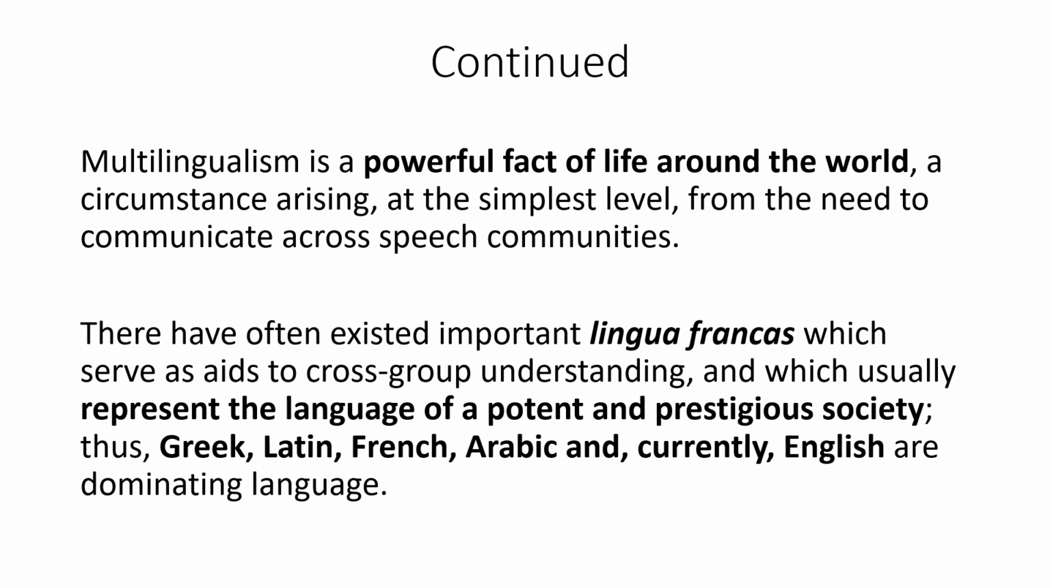There have often existed important lingua francas which serve as aids to cross-group understanding and which usually represent the language of an influential or prestigious society. For example, these are the languages: Greek, Latin, French, Arabic, and currently English are dominating languages. Although now we can estimate that English is the most widely spoken or dominant language as compared to other languages. Arabic is also a widely spoken language, but in a specific or limited context. Although there was a time when Greek, Latin, and French were very influential, now English has gained supremacy over all these languages, as we have discussed earlier in our previous lectures.